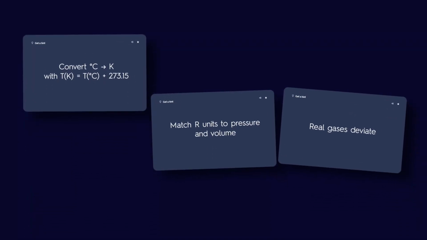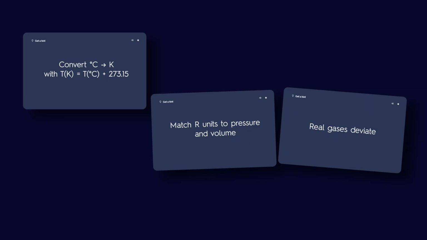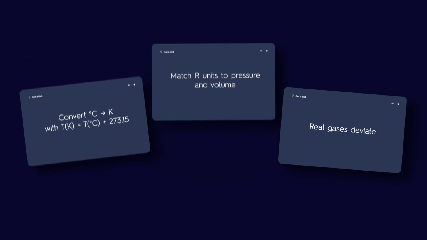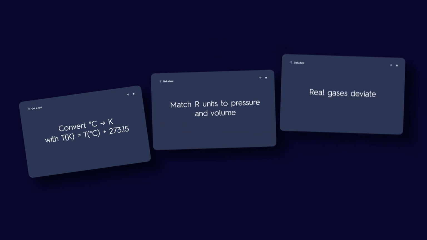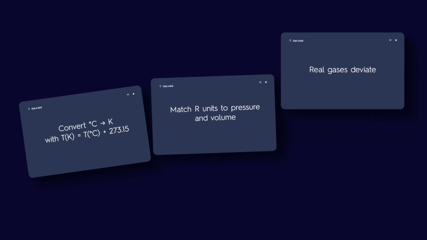Three quick reminders. Always convert Celsius to Kelvin by adding 273.15. Use R units that match your pressure and volume. And remember, the ideal gas law is an approximation. Real gases deviate most at high pressure or very low temperature.